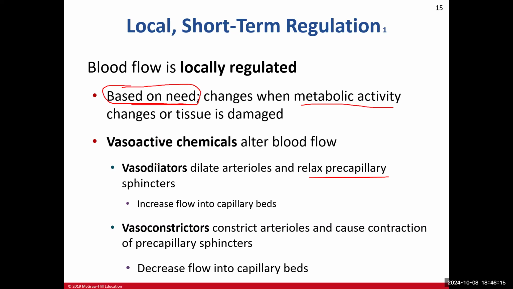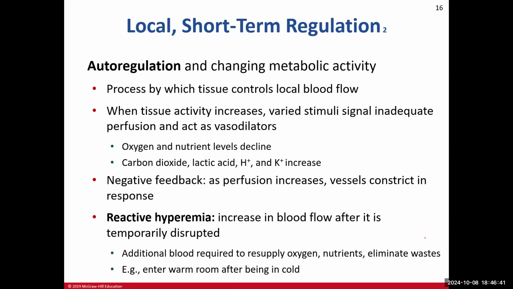All right, the vasoconstrictors, just the opposite. They're going to cause constriction here. So they'll cause vasoconstriction in the arterioles. And so what we'll see now is contraction in those precapillary sphincters, which is going to decrease blood flow. So first I want you to understand the two classes, vasodilators and vasoconstrictors. And we're going to talk about what some of these are here.